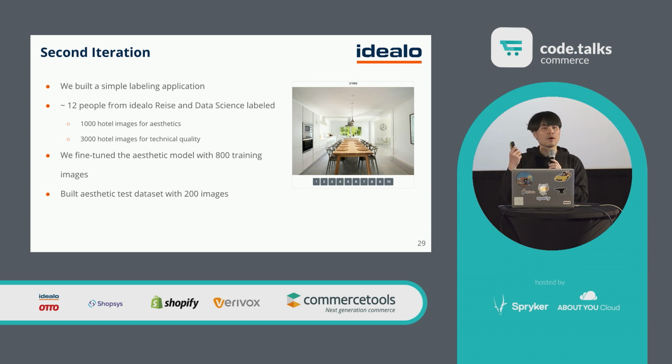So we labeled 1,000 hotel images and 3,000 hotel images for the technical quality. Then we fine-tuned the aesthetic model on 800 training data, and then we built the holdout data set that I told you before with 200 images to evaluate our model, right?